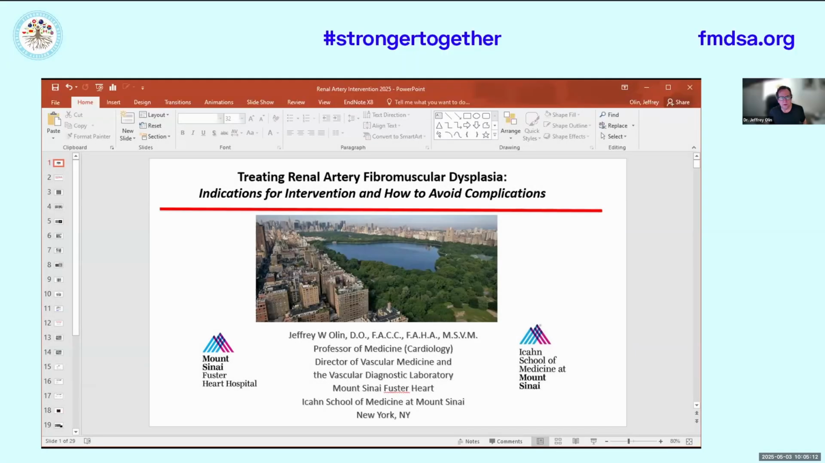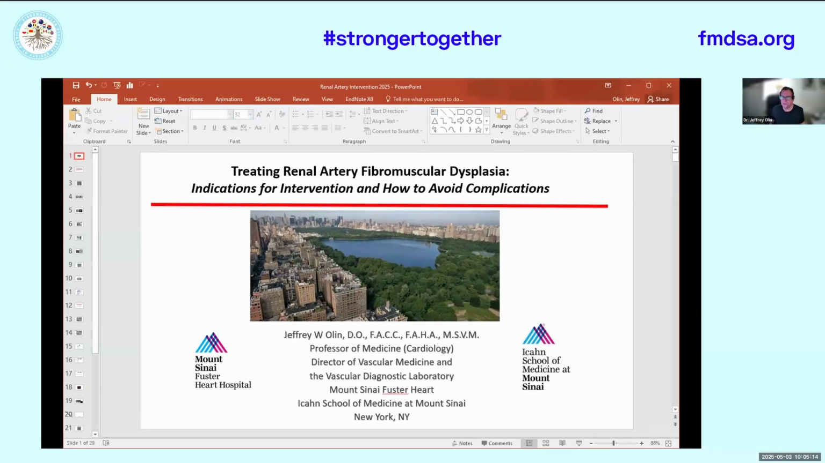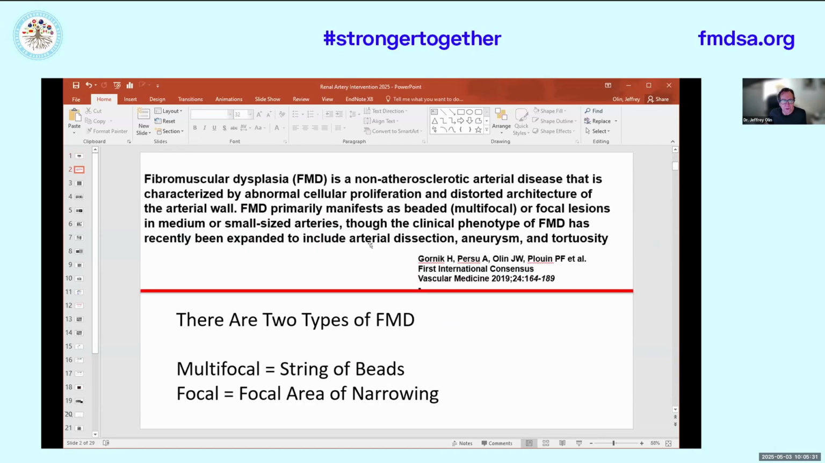I'm going to talk about renal artery intervention in the treatment of fibromuscular dysplasia and tell you about some concepts that are not entirely true, but I hear repeated time and time again. So as you've heard, there are two major types of FMD. There's multifocal FMD, the so-called string of beads, and there's focal FMD, a focal area of narrowing.